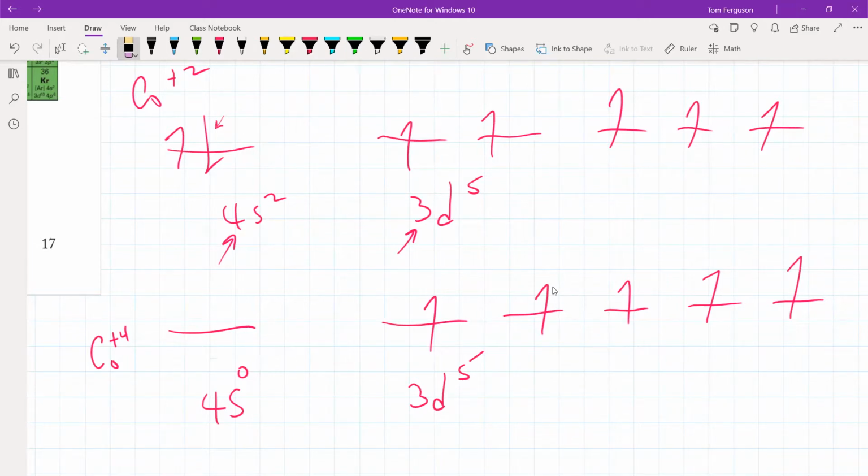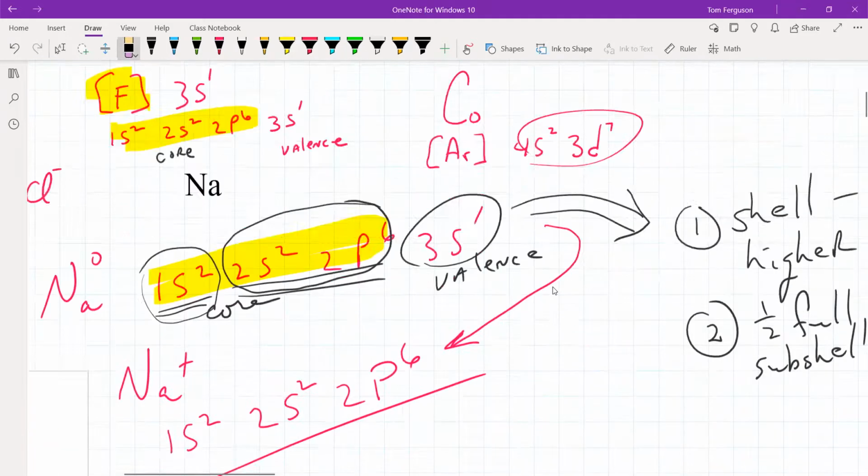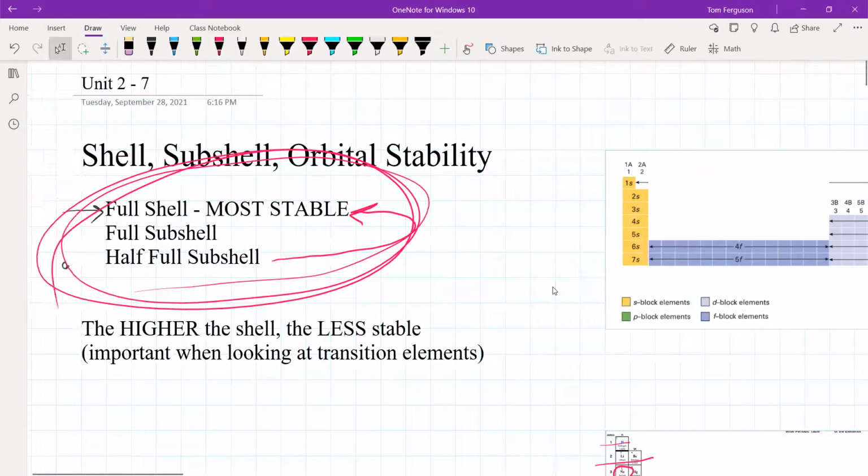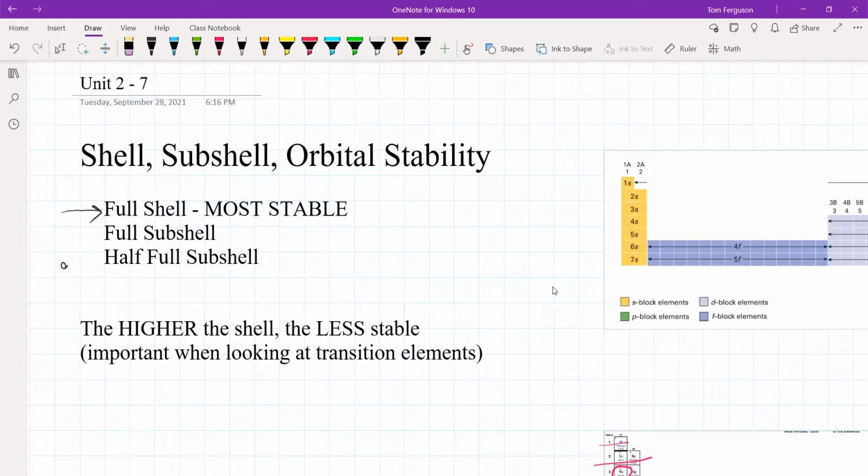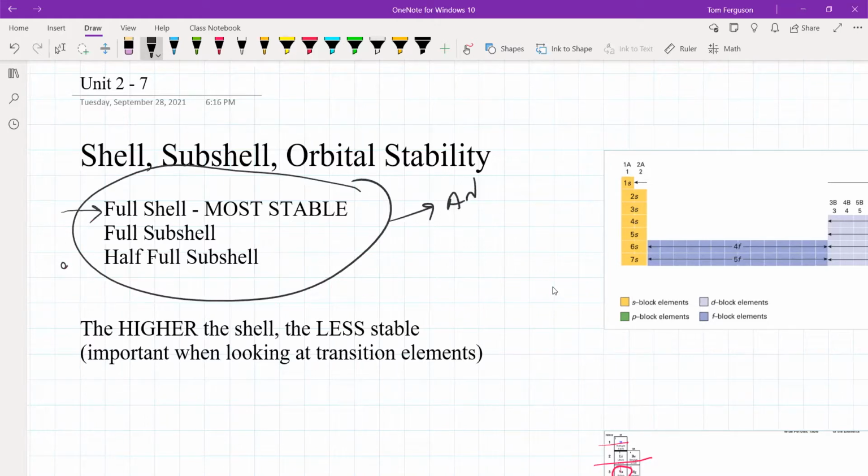Okay, so basically, we are looking to do this. I'm going to add or subtract electrons to achieve this. And that's the reason the ions are forming.